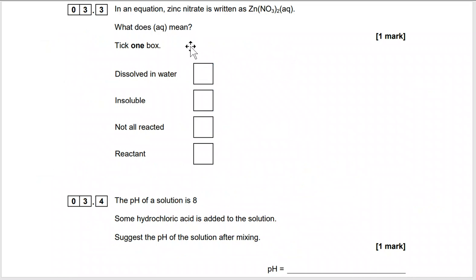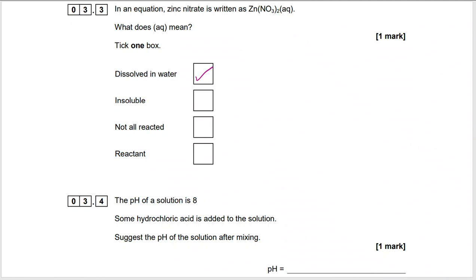On to 3.3. In an equation, zinc nitrate is written as Zn(NO3)2, but it's got an AQ after it. What does AQ mean? Well, AQ is short for aqueous. Aqueous, hopefully making you think of aqua, of water. Aqueous means dissolved in water.